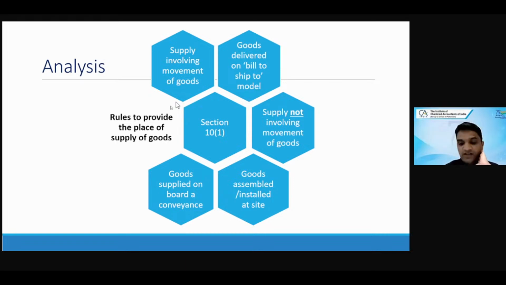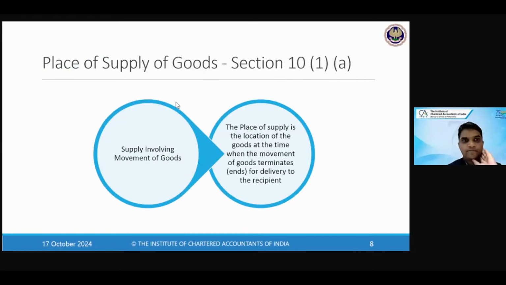So we'll go one by one and understand this. What is the place of supply of goods when the supply involves movement of goods? Where the supply involves movement of goods, the place of supply will be the location of the goods at the time when the movement of goods terminates for delivery to the recipient.